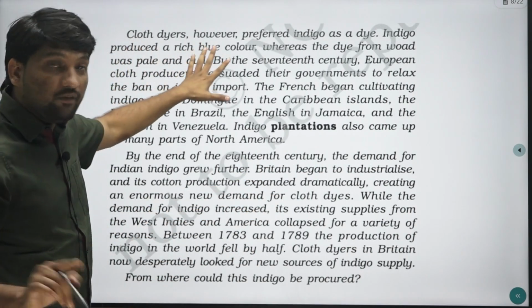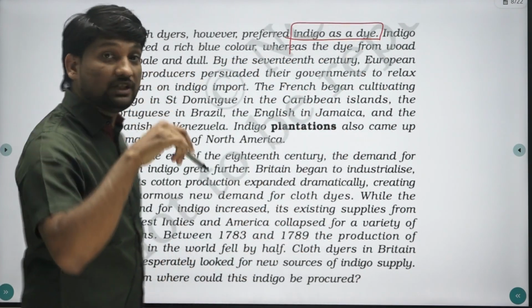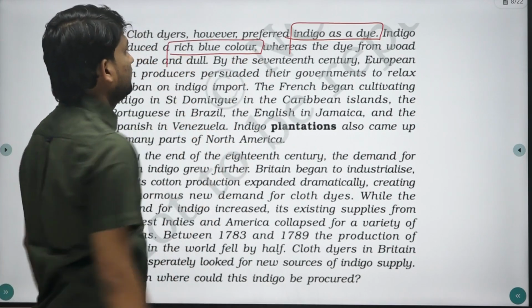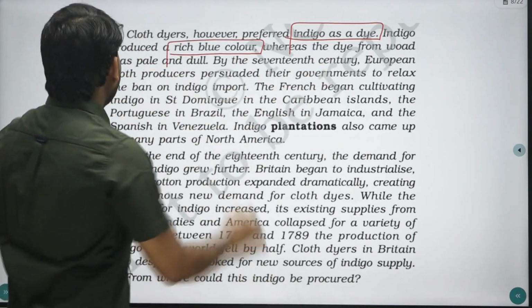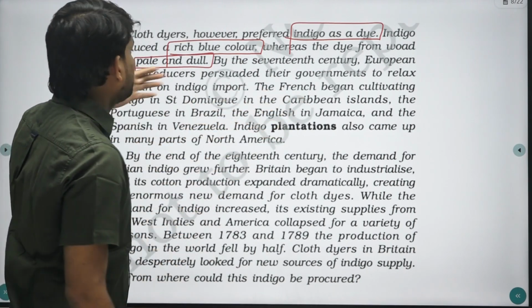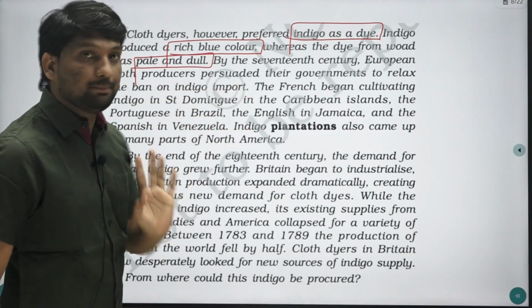Cloth dyers, however, preferred indigo as a dye. Why? Because of its rich blue color. Indigo produced a rich blue color, whereas the dye from woad was pale and dull. By the 17th century, European cloth producers persuaded their governments to relax the ban on indigo import.